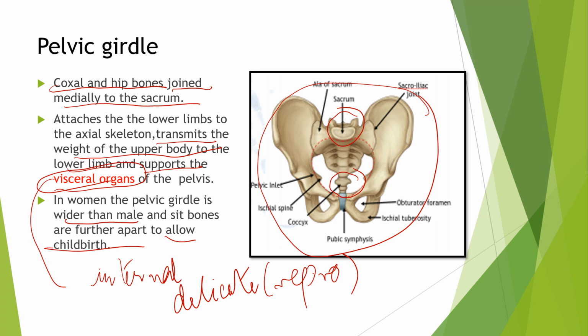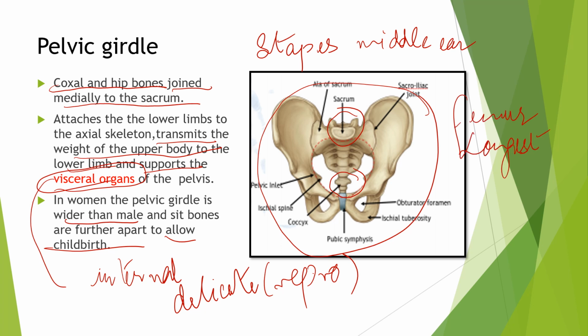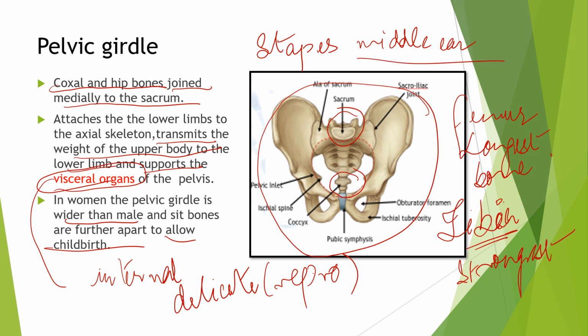Now let us mention the last two things. What is the smallest bone in our body? The smallest bone is the stapes, which is present in the middle ear. And what is the longest bone? The longest bone in the human body is the femur. And which one is the strongest bone? We can say that the tibia is the strongest bone, and the fibula is the feeble bone. So the smallest bone is the stapes, present in the middle ear. Femur is the longest bone and tibia is the strongest bone.